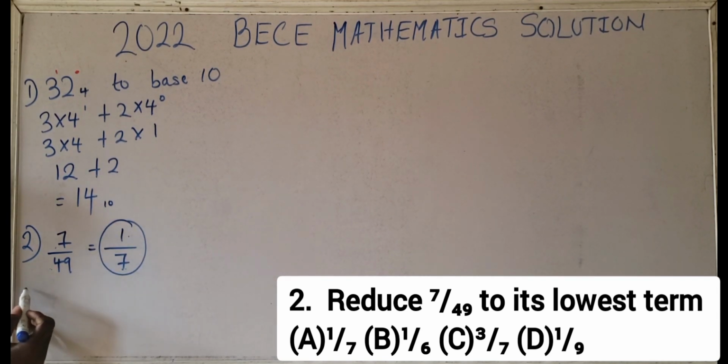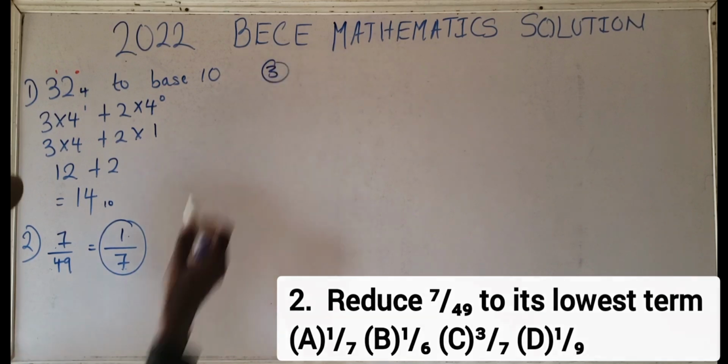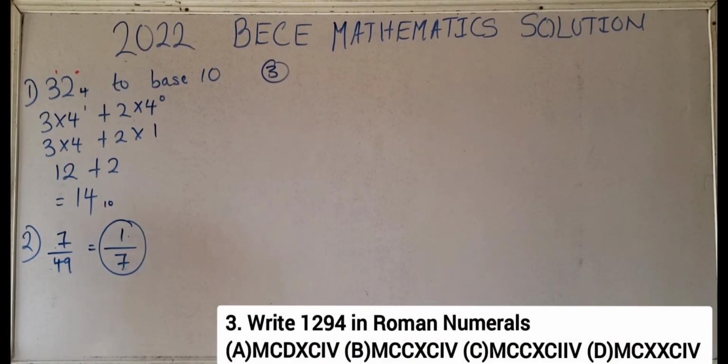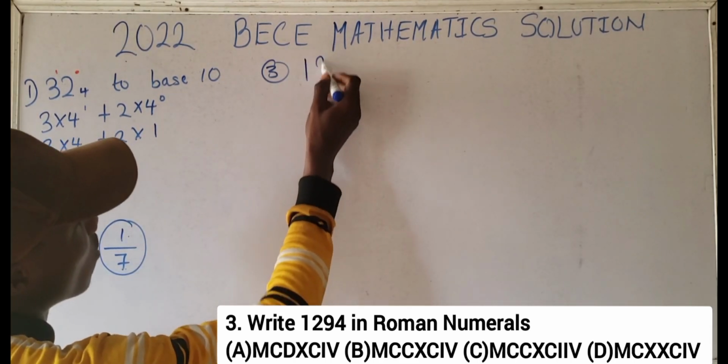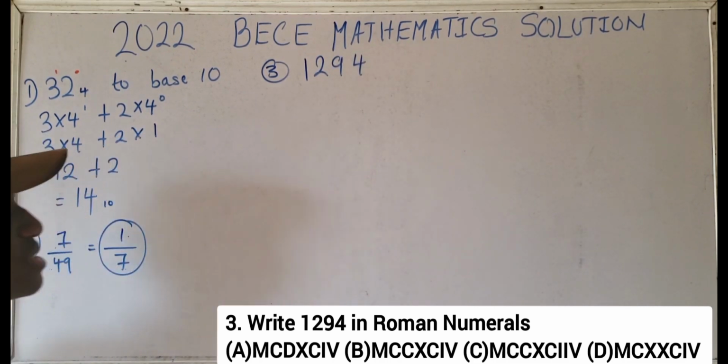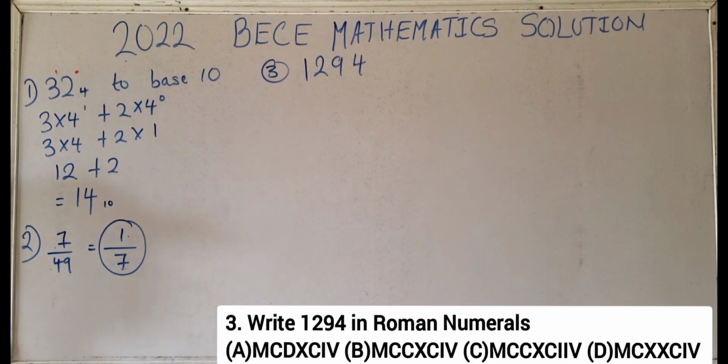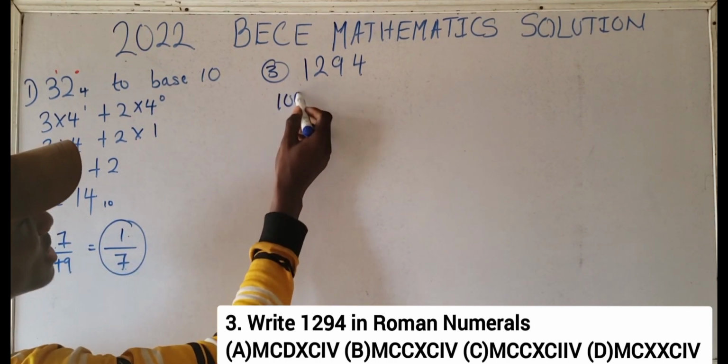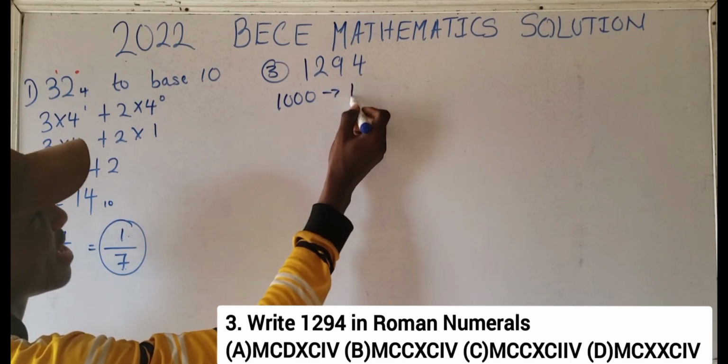Now let's proceed to question 3. We are told to write 1294 in Roman numerals. Now, I want you to pay attention. I'm very sure if you recall your Roman numerals, there are some symbols used to represent some values of numbers. For example, 1000 is represented by M. So I'm going to have here M.